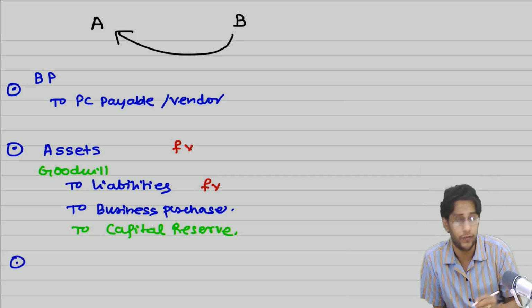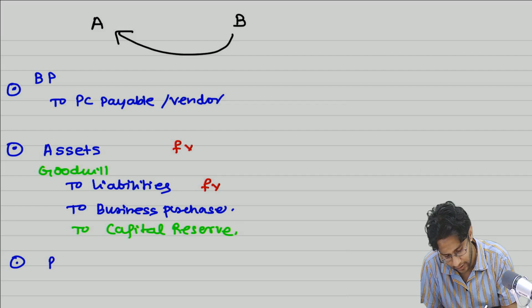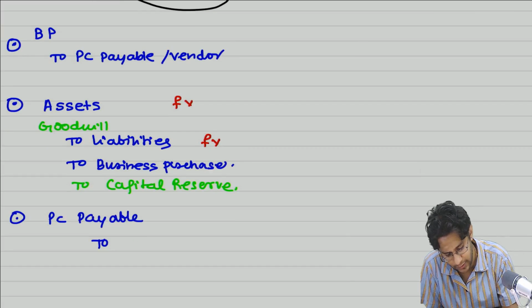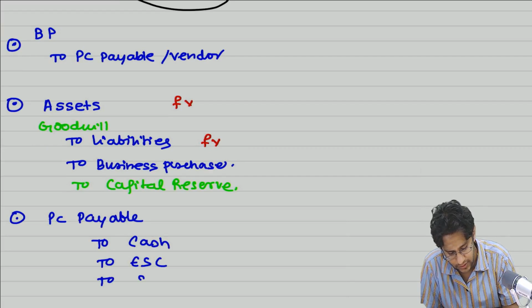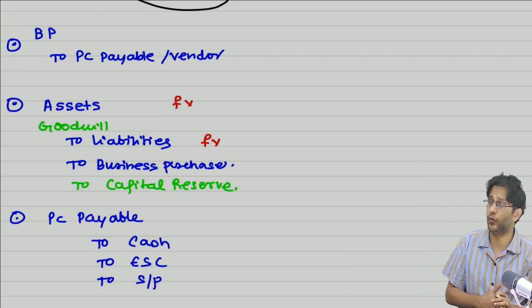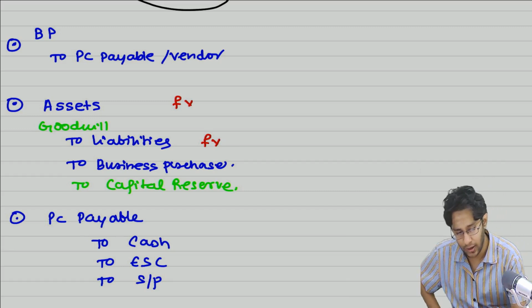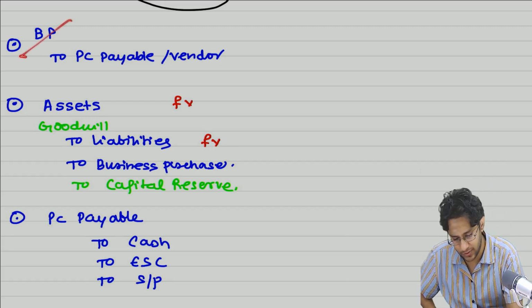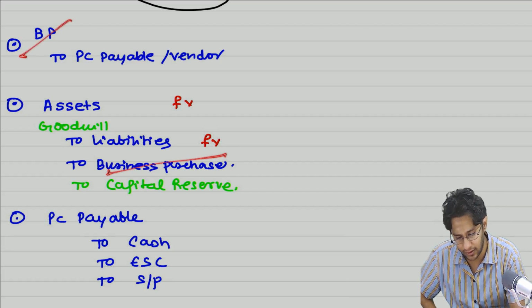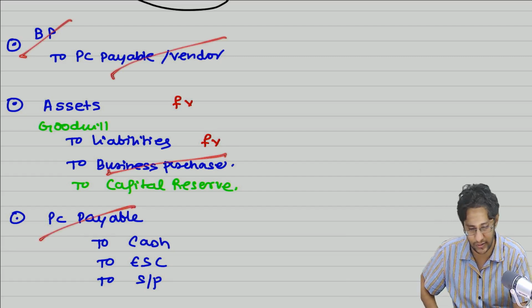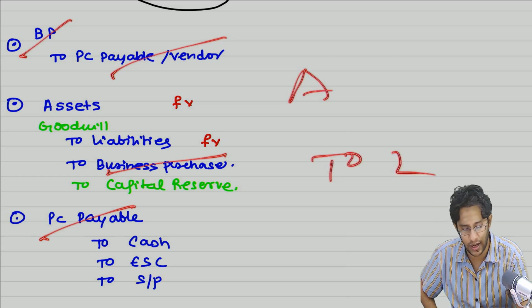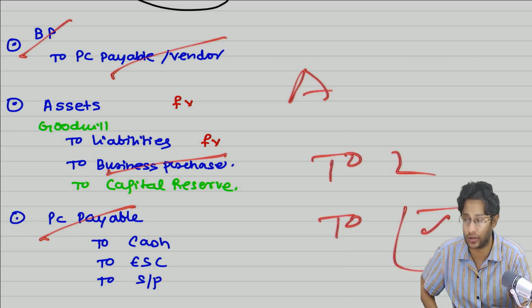I'm just giving you a recap of what we learned in basic level. The PC payable liability you created in the very first entry, you cancel, and you discharge PC in whatever mode you have agreed: cash, equity share capital, securities premium, whatever different modes you agreed to pay. As you can see, the business purchase account is getting cancelled here. The liability account also is getting cancelled here. So effectively you are writing an entry called assets to liabilities to consideration paid.